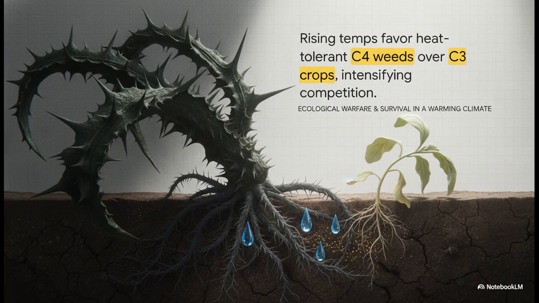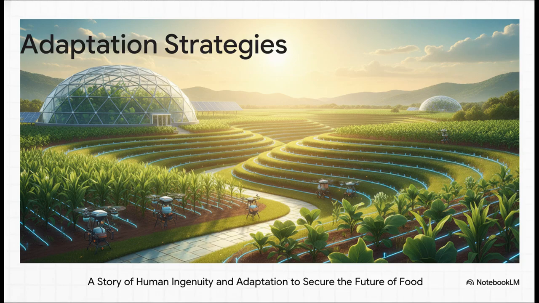Let's zoom in on one highly specific and frankly alarming ecological consequence of this warming. Remember our comparison of C3 and C4 plants? Rising global temperatures disproportionately grants an evolutionary advantage to those heat-tolerant C4 plants. The terrifying part is that many of the world's most aggressive weeds are C4 plants, while our essential, life-sustaining staple crops are mostly C3. In a warming world, these C4 weeds will violently outcompete our crops for water, nutrients, and sunlight. Faced with these compounding challenges, agricultural science is responding with rigorous adaptation strategies.